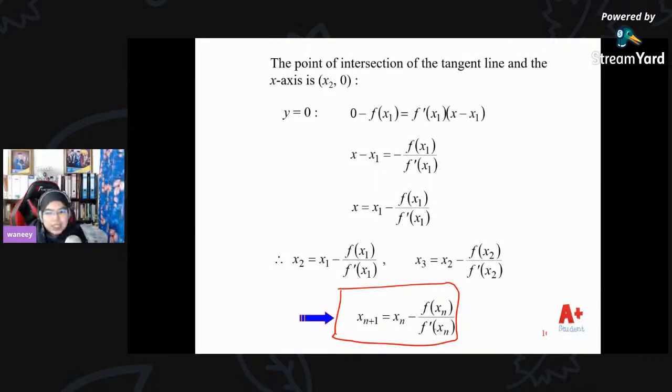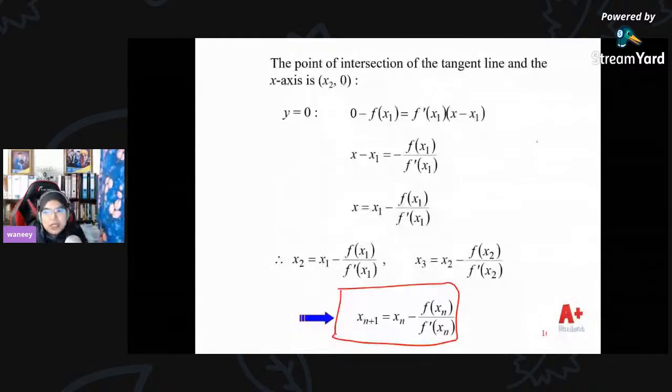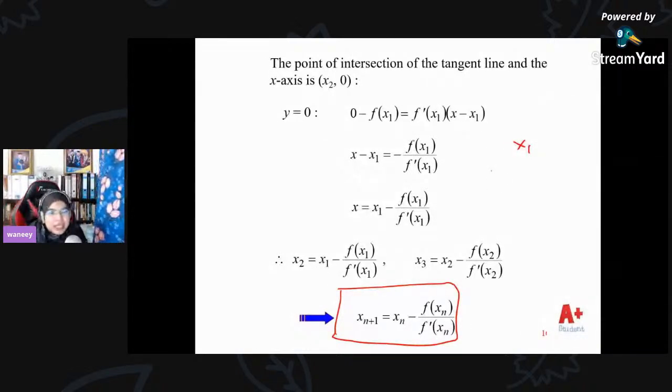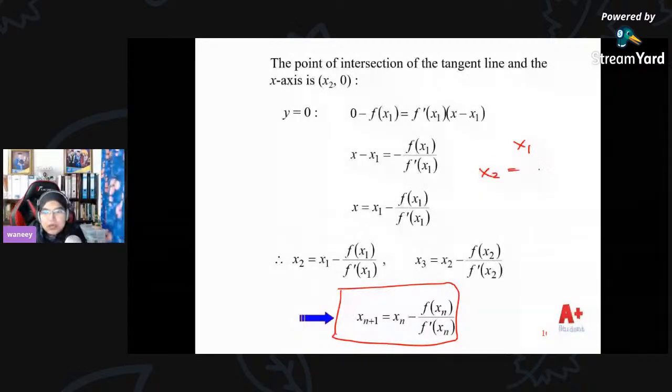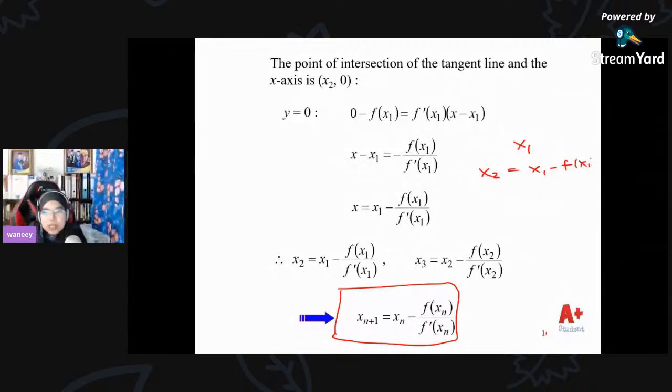Okay, so what it means is that once we have our initial approximation x1, we can actually get the second approximation by using this formula where we have x1 minus f x1 over f prime x1. And then from this x2, we can actually get the third approximation. So this is x2 over f prime x2. And of course, you can actually continue until xn plus 1.